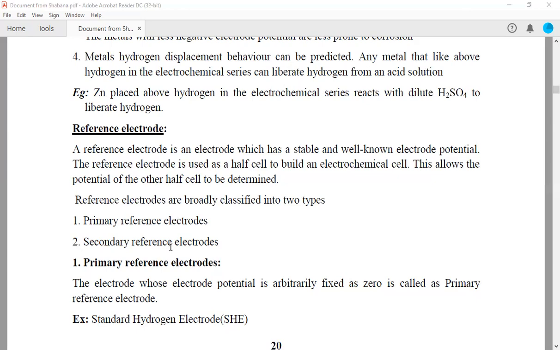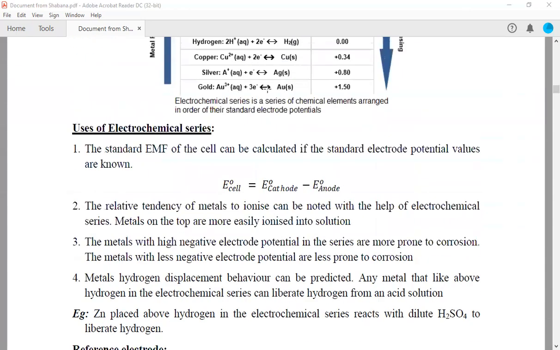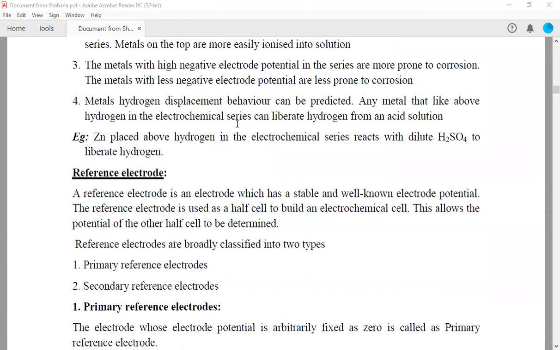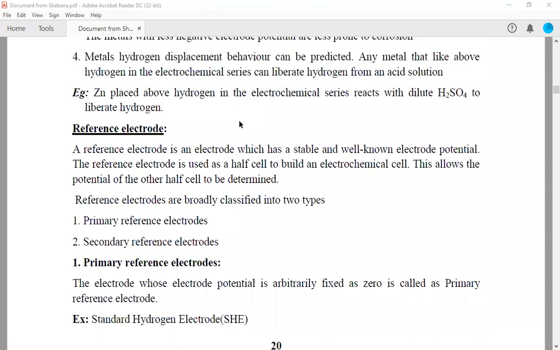The best example for this is hydrogen. See here in the electrochemical series, the value of hydrogen is fixed as 0. That's why hydrogen should be taken as a reference electrode. So the example for this is a standard hydrogen electrode.